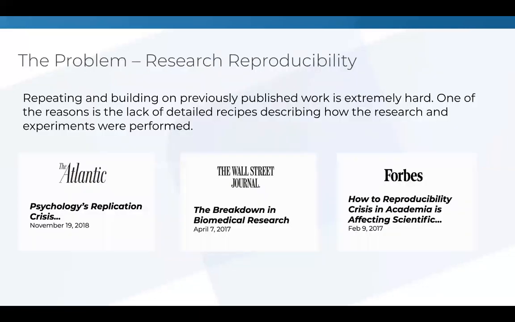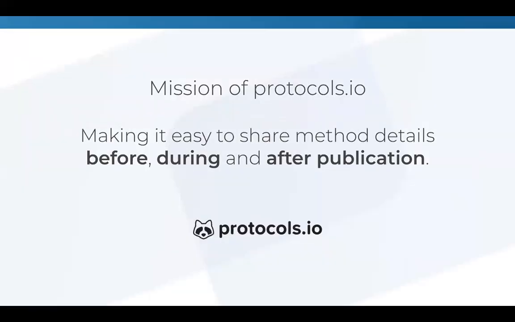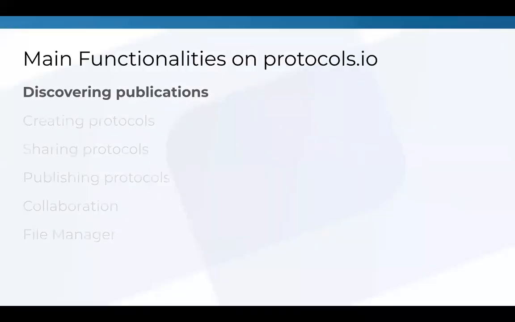The problem we're trying to address with Protocols.io is the problem of research reproducibility, because oftentimes it's very hard to repeat or build upon previously published work. One of the reasons is often the lack of detailed recipes describing how the research and experiments were performed. Our mission at Protocols.io is to make it easy for scientists to share method details before, during, and after publication. And how we do this is, I'll show you our main functionalities.